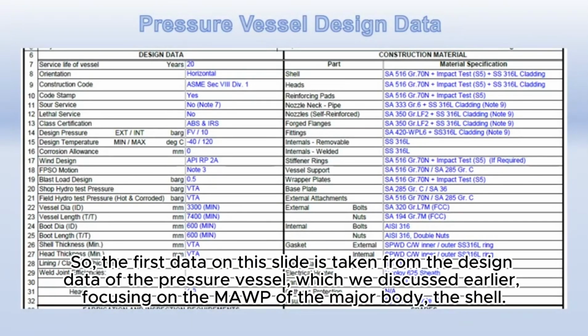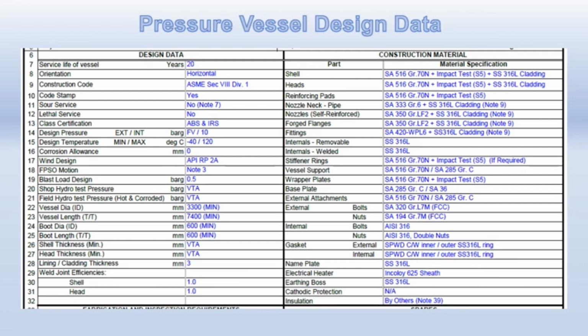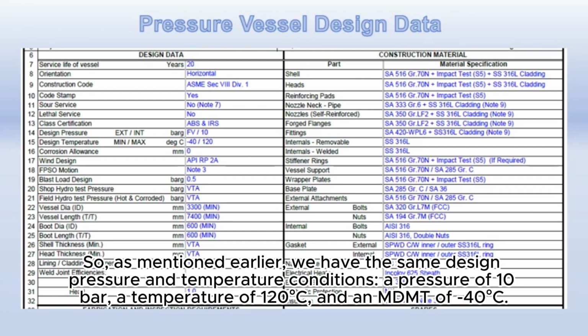So the first data on this slide is taken from the design data of the pressure vessel, which we discussed earlier, focusing on the MAWP of the major body, the shell. The reason for this is that since the vessel design data and size are the same, it makes the study a bit easier and more straightforward to follow. So as mentioned earlier, we have the same design pressure and temperature conditions, a pressure of 10 bars, a temperature of 120 degrees Celsius, and an MDMT of -40 degrees Celsius.